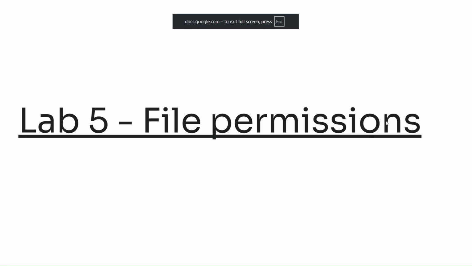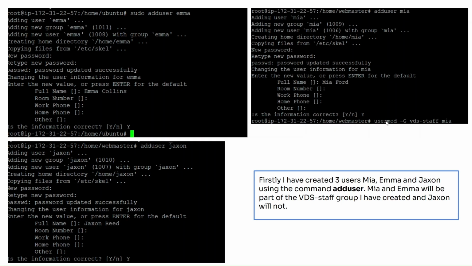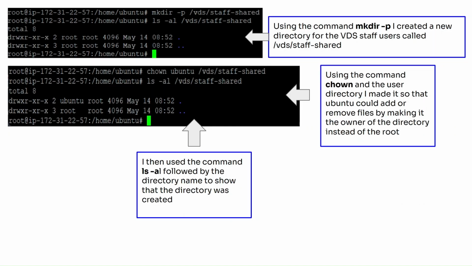This is Lab 5, File Permissions. Firstly, I have created 3 users, Mia, Emma and Jackson, using the command adduser. Mia and Emma will be part of the 3DS staff group I have created and Jackson will not.